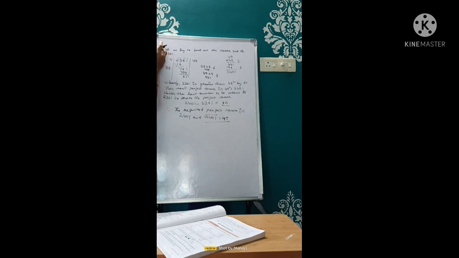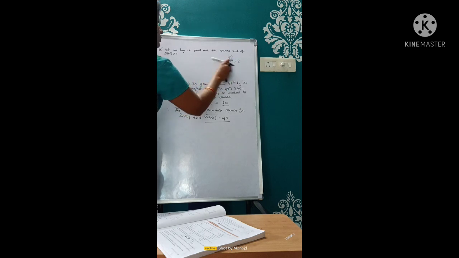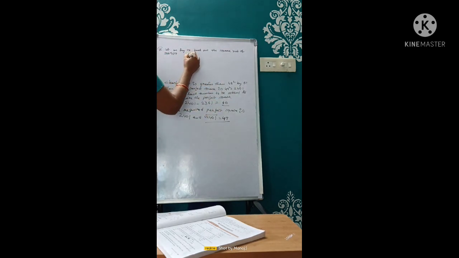Question number 4 from 4. The number is 5,66,900. So let us try to find out the square root of 5,66,900. Grouping all these.